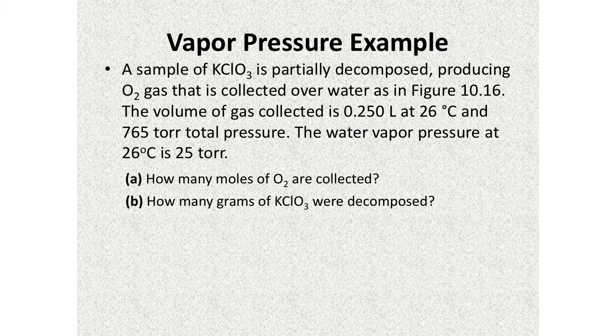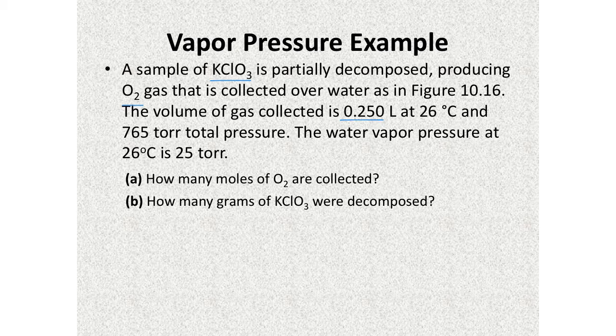All right, so if we take a look at this, we have potassium chlorate decomposing, producing oxygen gas that's collected over water, as shown in a figure. So that's a figure from your textbook. So again, we'd have the oxygen gas being collected over water. So there would be an inverted jar of some sort that's collecting the oxygen gas, but you're going to have a little bit of water vapor in there too. So, in order to be accurate, we need to figure out how much water vapor is there so that we can figure out how much oxygen is truly there.